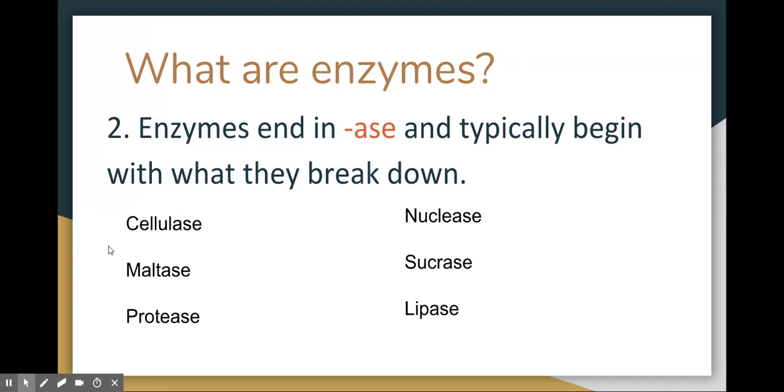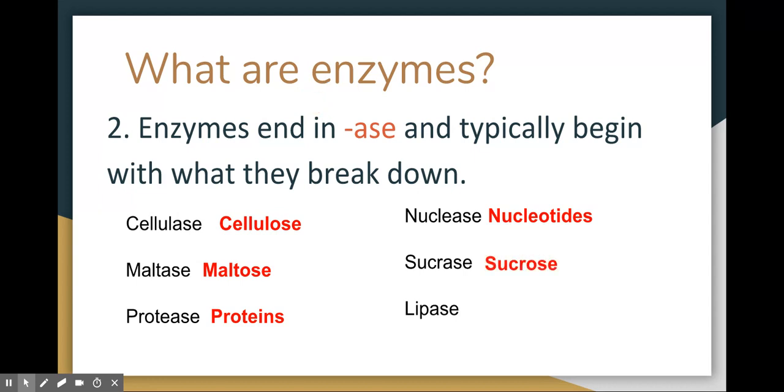So hopefully we paused and we were able to do this. So cellulase breaks down cellulose. Maltase is going to break down maltose. Protease breaks down proteins. Nuclease, this one's a little tricky because you might have thought nucleic acids, but it's actually nucleotides. If you put nucleic acids, you're applying the idea, right? It's just kind of a tricky one. Sucrase breaks down sucrose, and lipase breaks down lipids. Okay, so we get the naming conventions of enzymes. Take what it breaks down, add ASE on the end. We know it's an enzyme, and we know what it's breaking down.